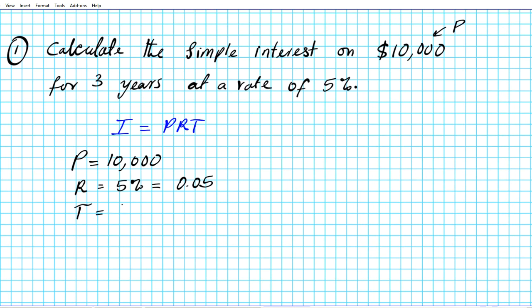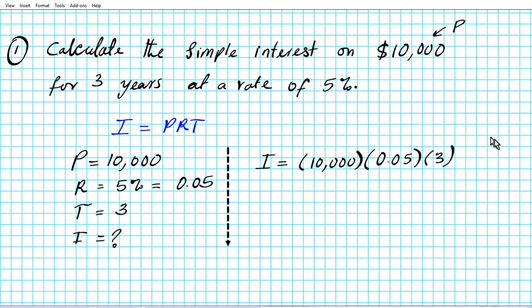T is time in years. T, as we can see here, is 3. And then I is what we need. Okay, so these are the knows and this is the need right here. Okay, we have all the components we need to calculate our simple interest. So what we're going to do is substitute it into the formula, and we'll have I equals principal 10,000 times rate 0.05 times time, which is 3.